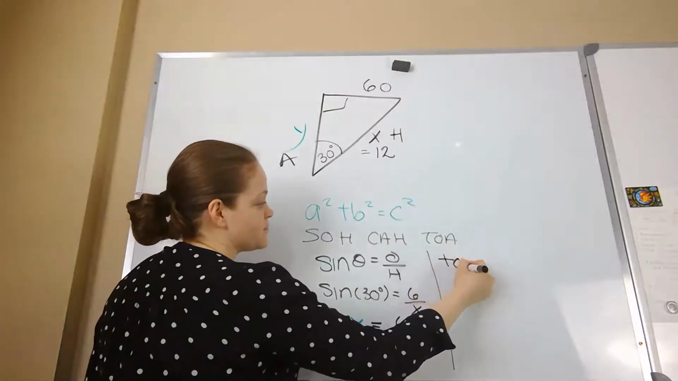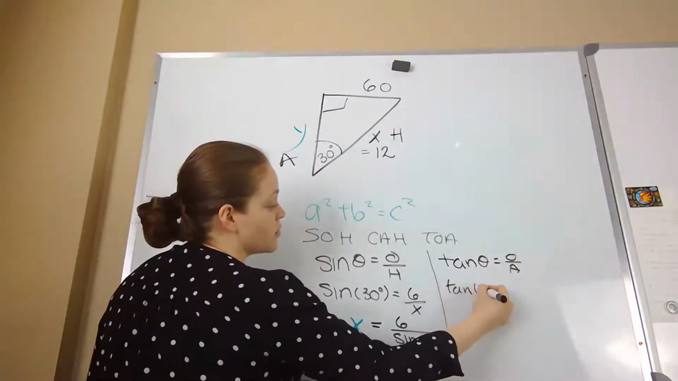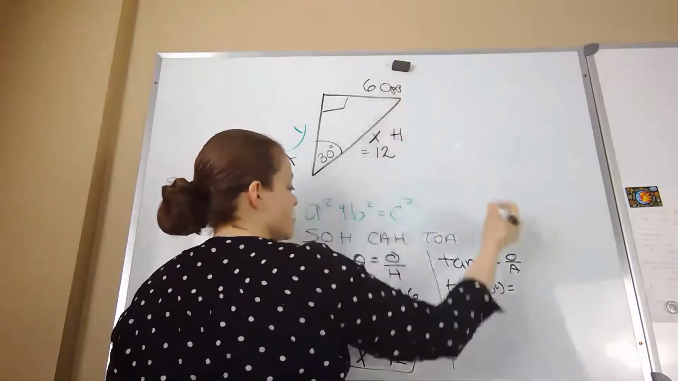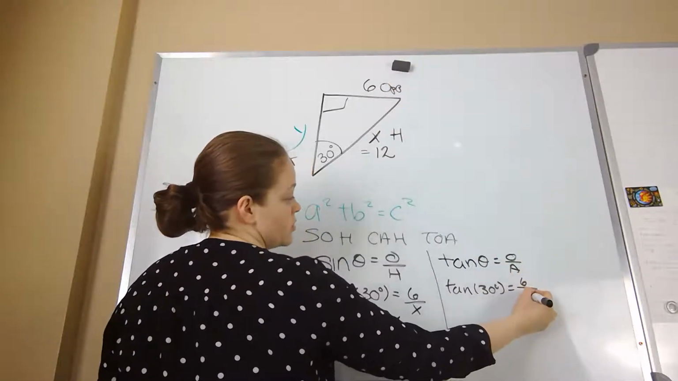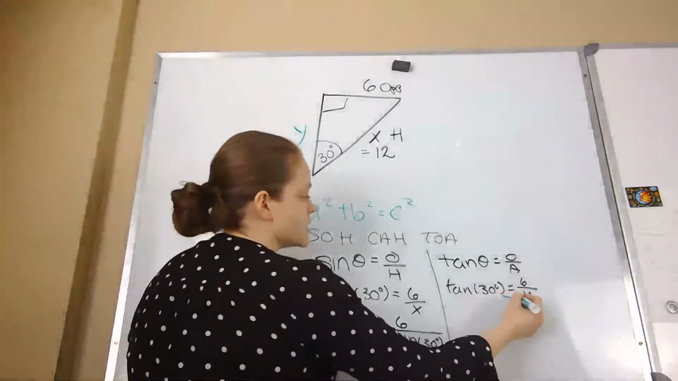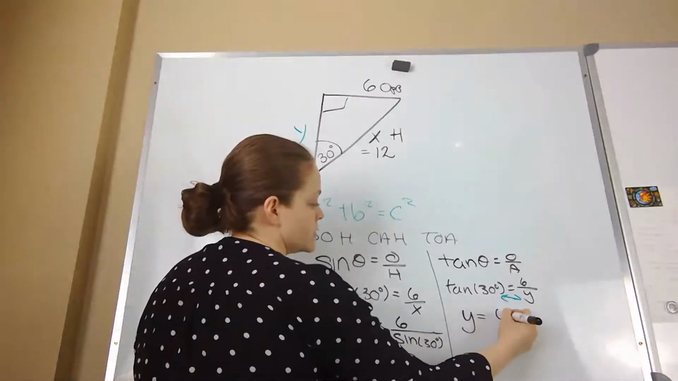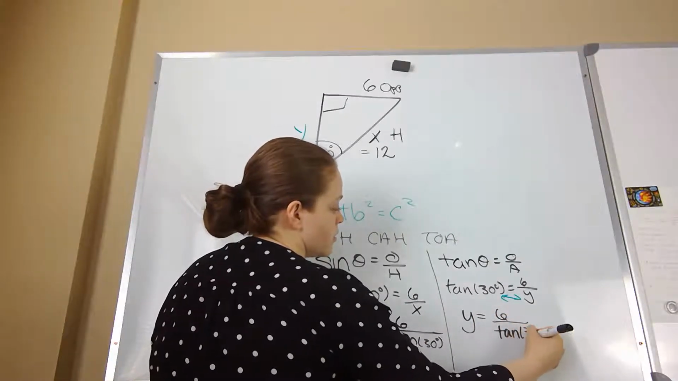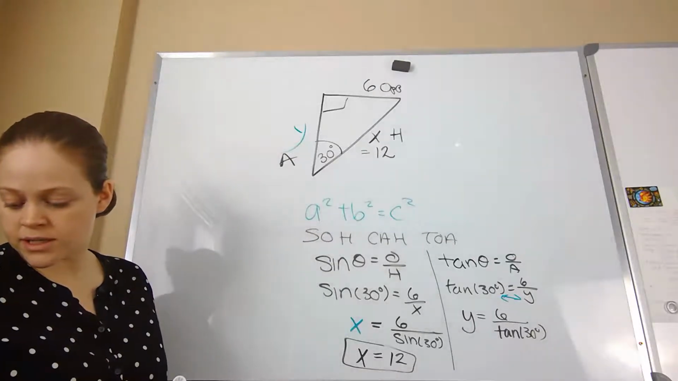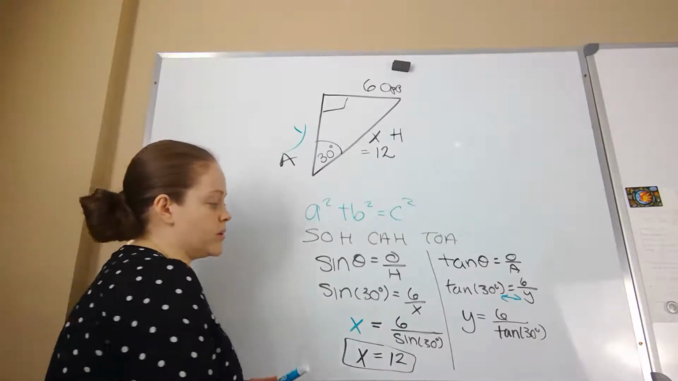So we have tan is opposite over adjacent. We know it's tan of 30. So my opposite is 6 over y. And again, we can just swap those out. It's the exact same type of solving. So we have y equals 6 over tan 30. Okay, so 6 divided by tan 30. Again, make sure your calculator's in degrees. I get 10.39.